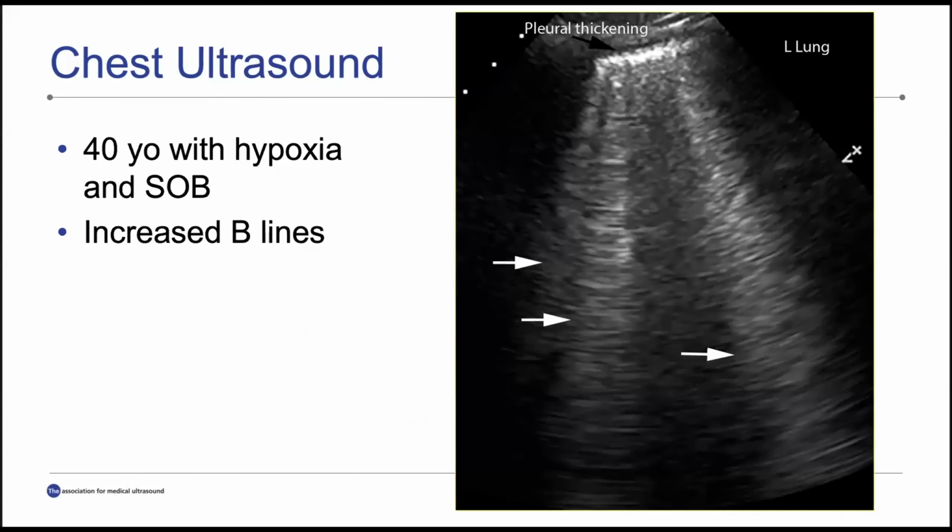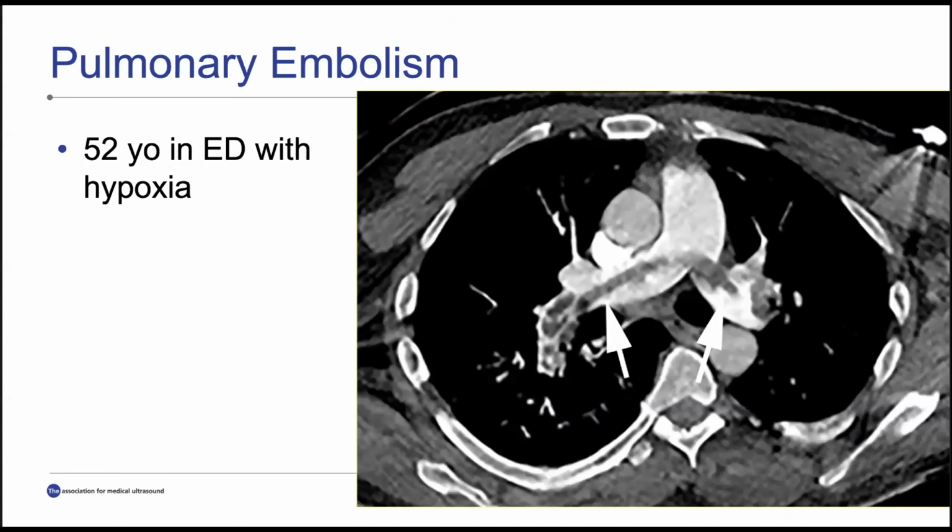And of course, chest ultrasound became very important in evaluating patients at the bedside. This scan is from a patient with hypoxia and shortness of breath, and the arrows point to these increased B lines, which point to an interstitial syndrome, interstitial fluid, and possibly pulmonary edema. So these studies became very popular and are currently used to identify some of the complications that occur in the respiratory tract from the infection.